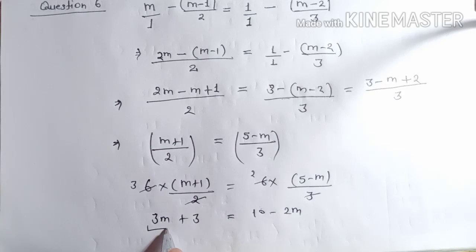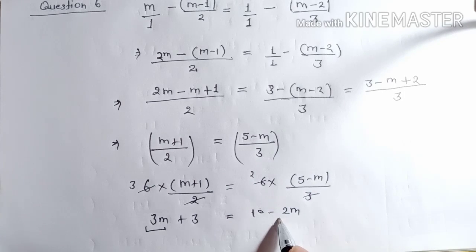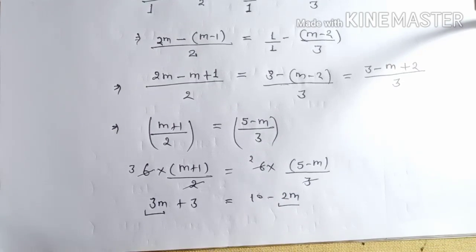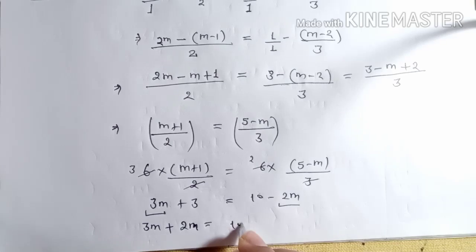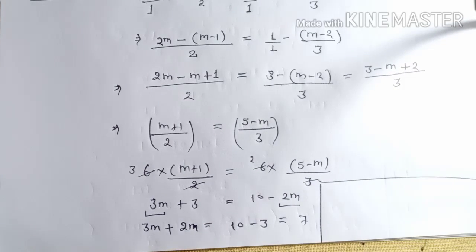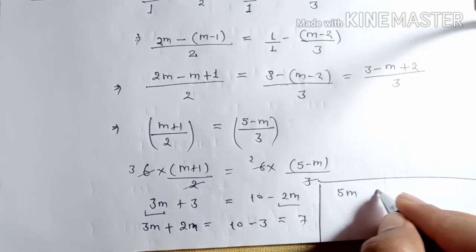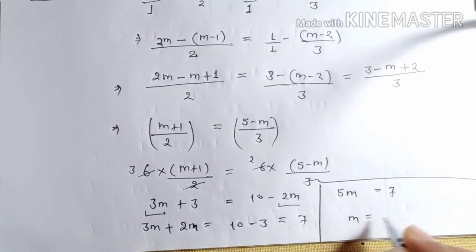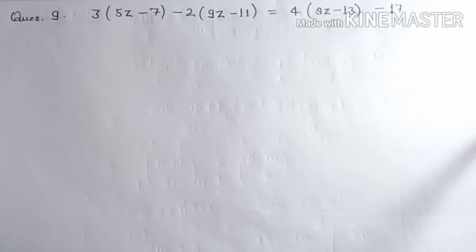Again transpose. You can see this equation is now simplified. Transpose the minus 2m to the left hand side and you will get 3m plus 2m is equal to 10 minus 3, and 10 minus 3 is equal to 7. So 3m plus 2m becomes 5m, and 10 minus 3 is 7, so m is equal to 7 upon 5. This is your answer. This is also a good question.